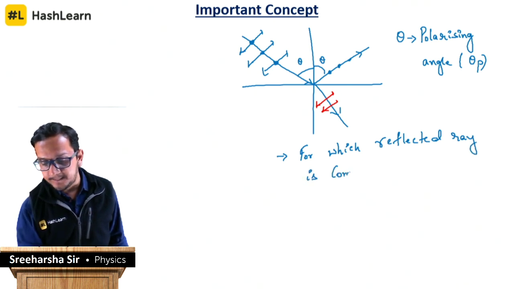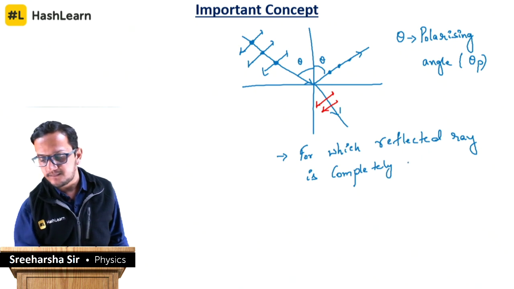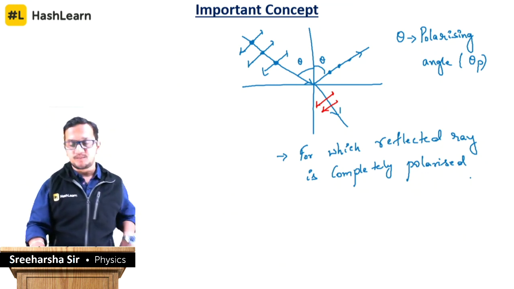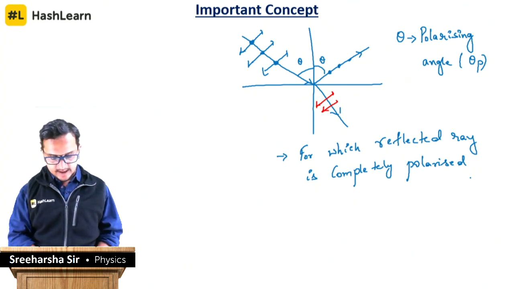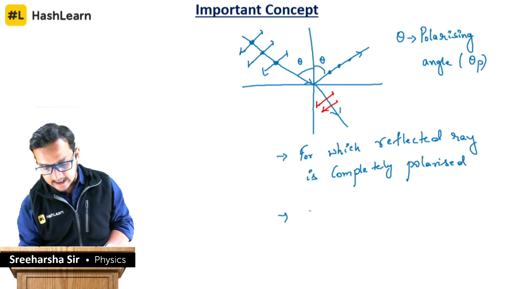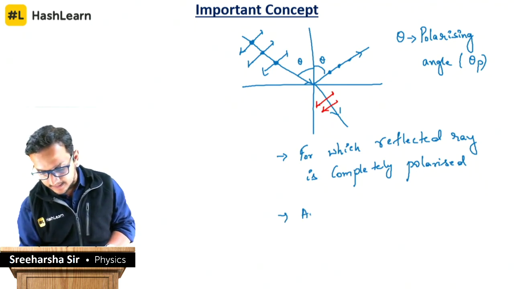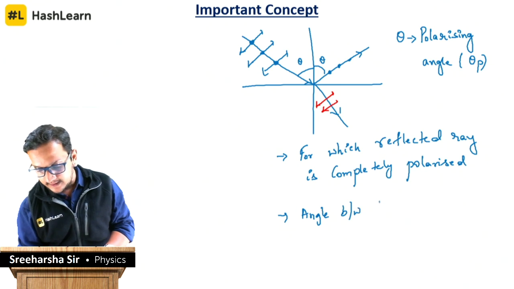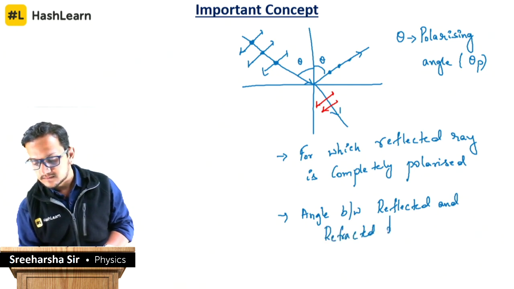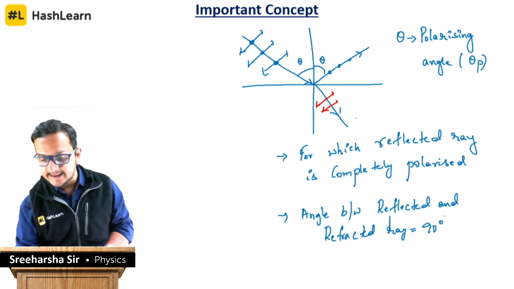the reflected ray is completely polarized. The angle of incidence for which the reflected ray is completely polarized is called the polarizing angle. And for that theta p, the angle between the reflected ray and the refracted ray is equal to 90 degrees.